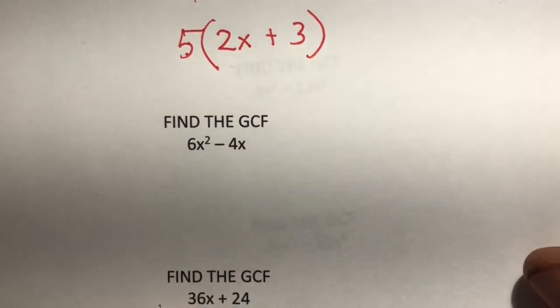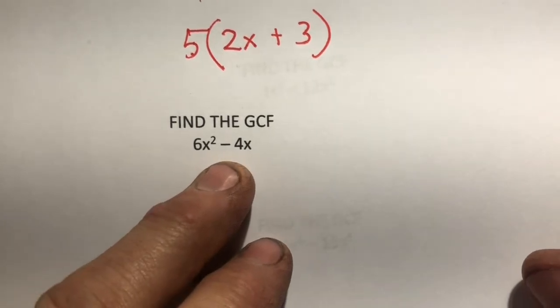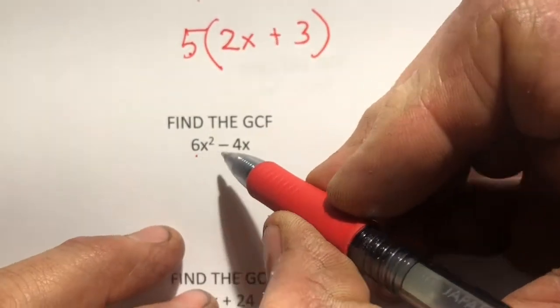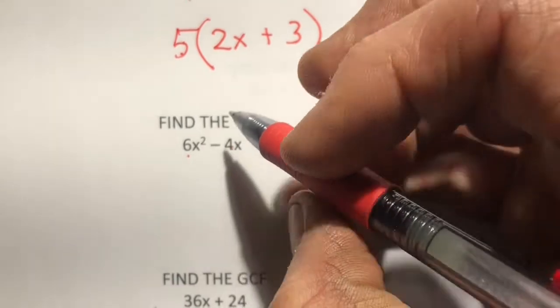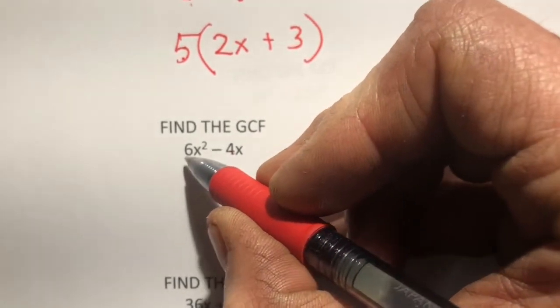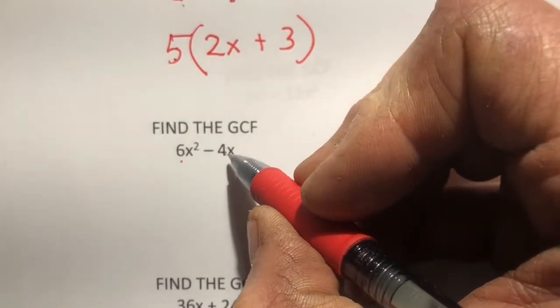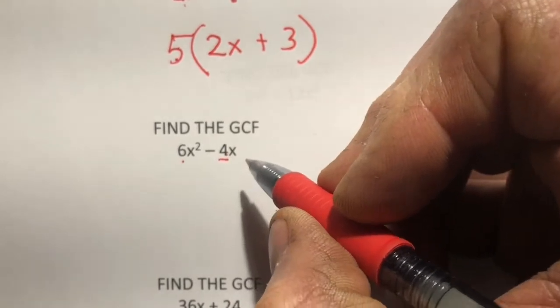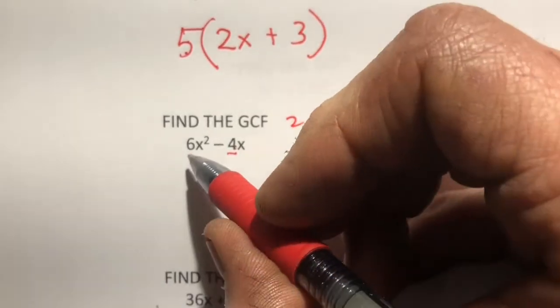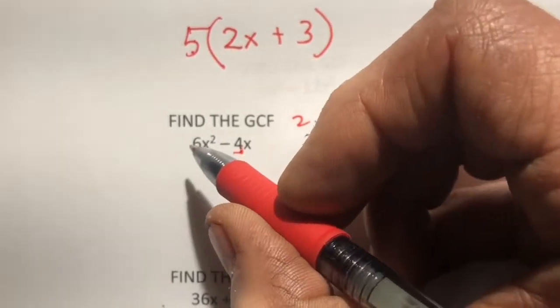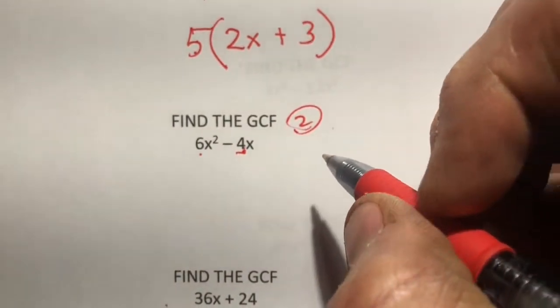Okay, here's another example. 6x squared minus 4x. Well, if I look at the 6 and the 4, 4 is the smallest, so I see if 4 goes into both of them. Well, 4 does not go into 6, so I've got to pick something smaller than 4 that goes into 4. Well, 2 does. 2 goes into 4, and 2 goes into 6, so 2 is part of my GCF.